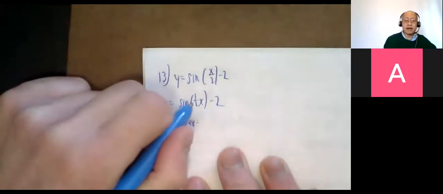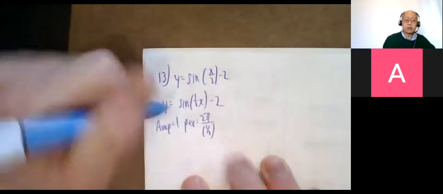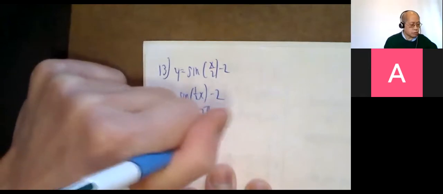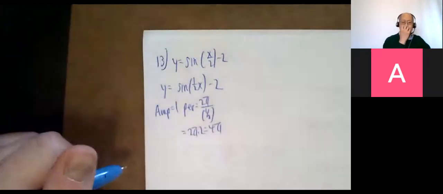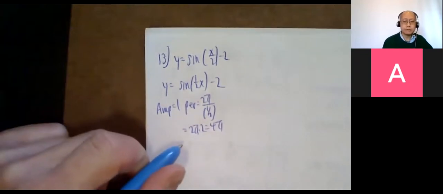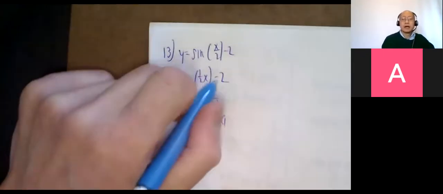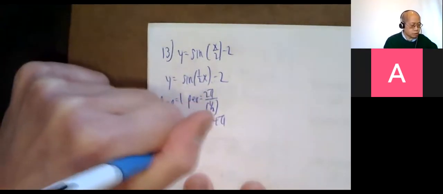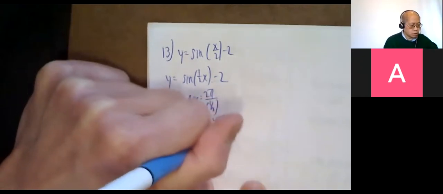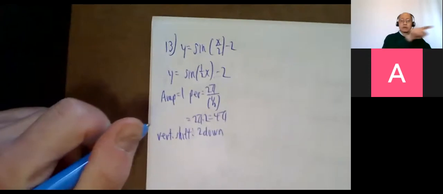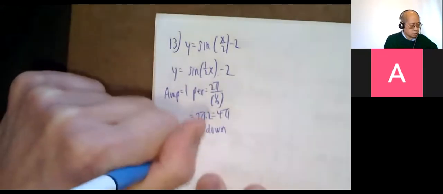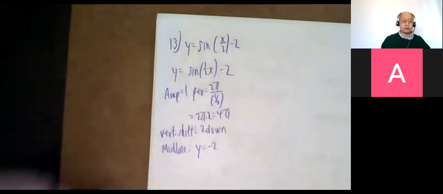Period is 2 pi divided by this. 2 pi divided by 1/2. Dividing by a half is the same as multiplying by 2, so 4 pi. Vertical shift, 2 down. That changes my midline, which right now has always been y equals 0 or the x-axis. My midline is now y equals -2.